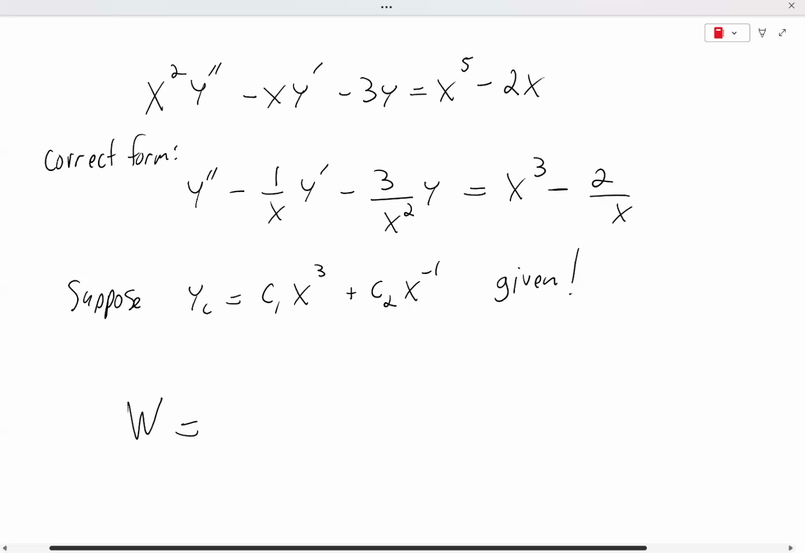So we get W equals, and then you just go through this. That'd be x cubed here, x to the negative first. Then you take your derivatives.